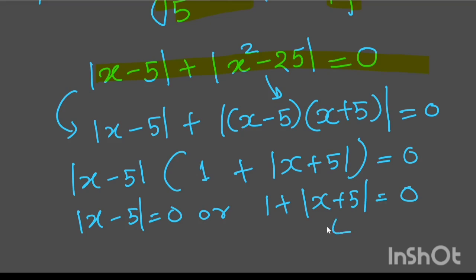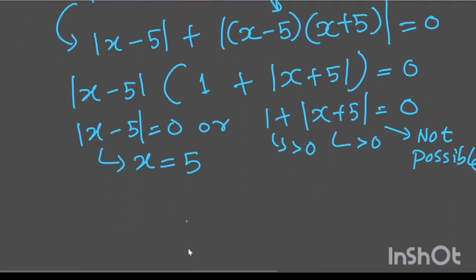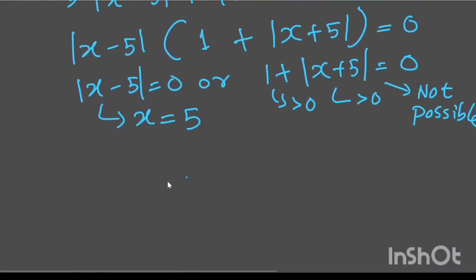Now this is positive and this is also positive, so this equal to 0 is not possible. So the only possibility is |x − 5| = 0, which is 0 at x = 5. So the value of x is 5, so log 5 base 5 is 1.